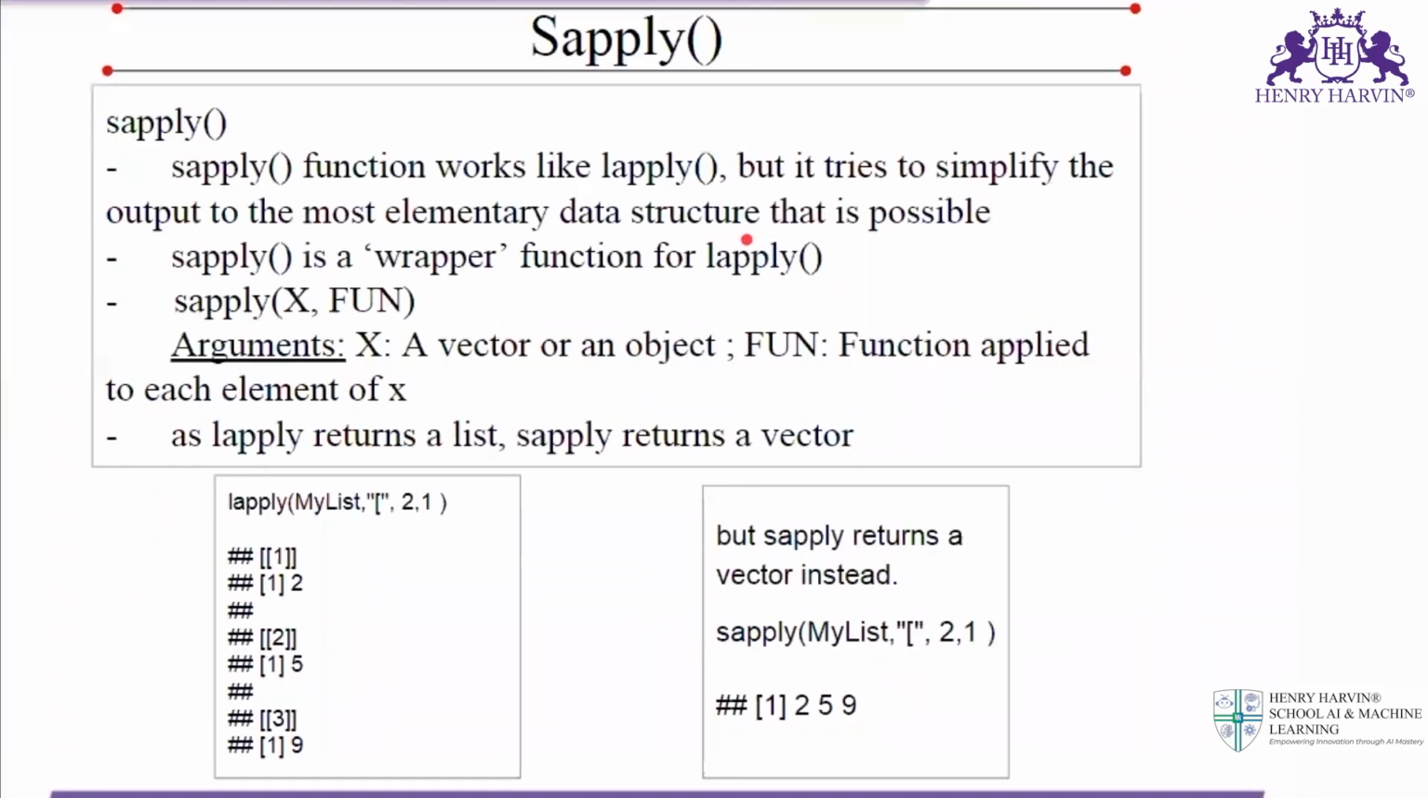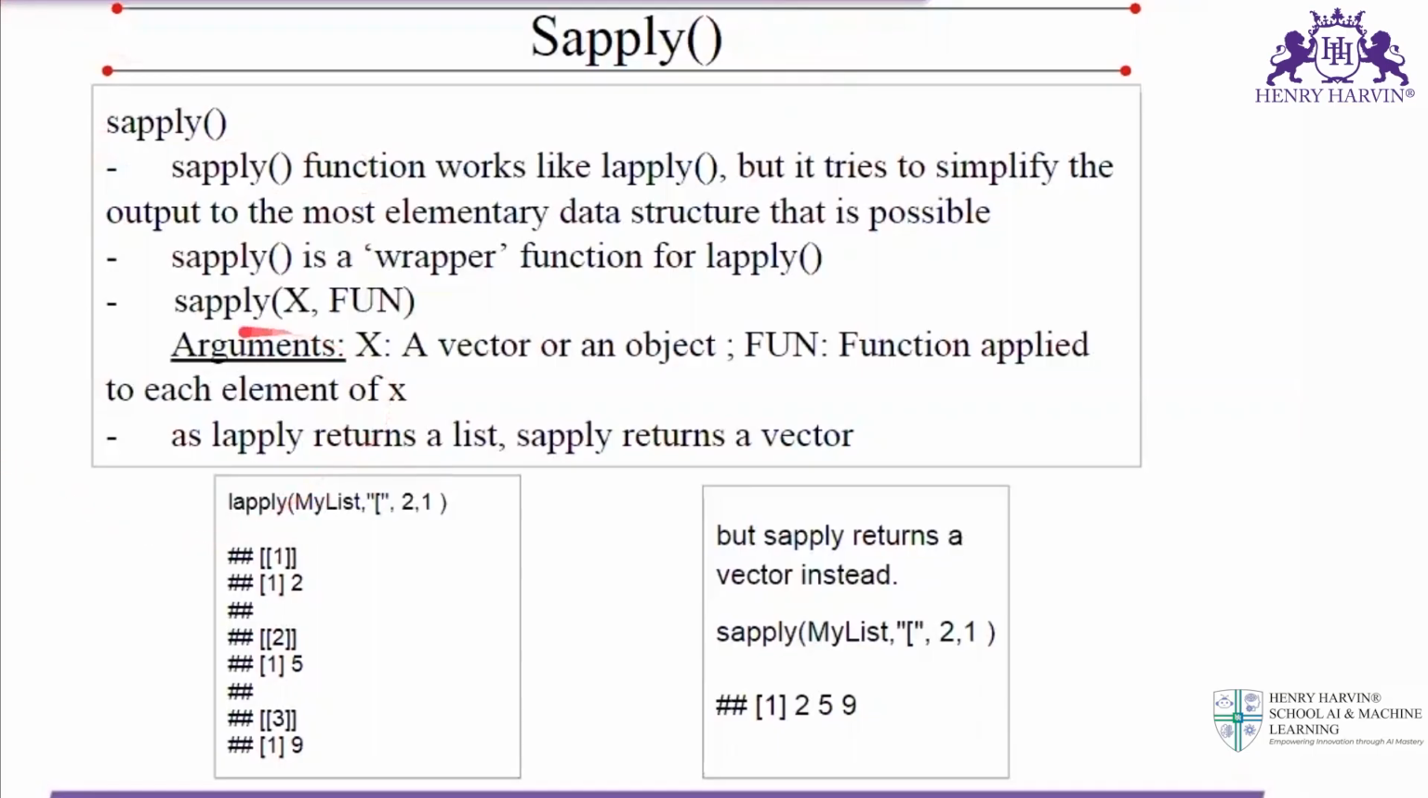Next is sapply. Now what is the sapply function? It works similar to lapply, but the major difference between lapply and sapply is that lapply returns a list in its output, while sapply returns a vector when the function is applied. So it simplifies our output, it does not clutter. It is also called a wrapper function to lapply.